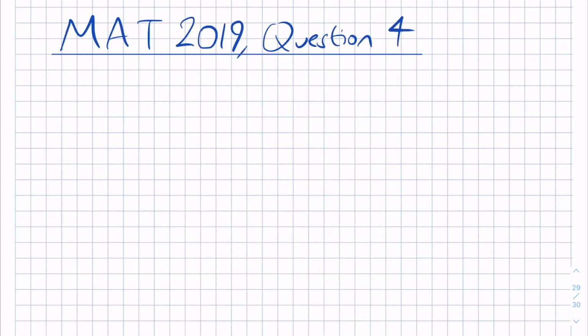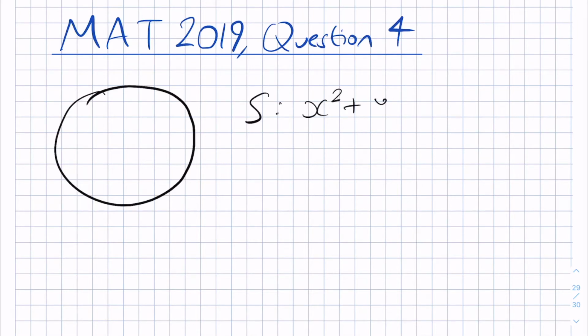So to start with, we have this disk S, which is the set of all points such that x squared plus y squared is less than or equal to 1. This is all of the points inside here, as well as on the edge of this circle here, which has a radius of 1. It will be quite important for this part of the question that we have the points on the edge as well.